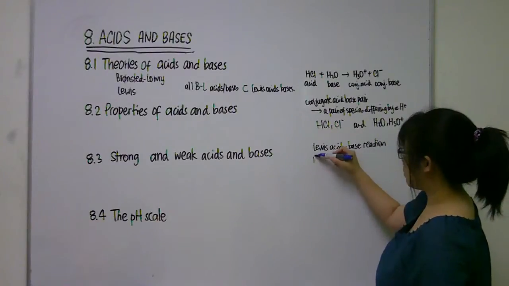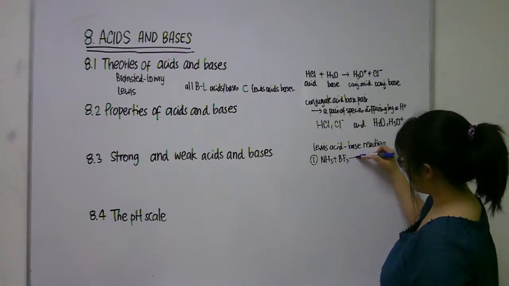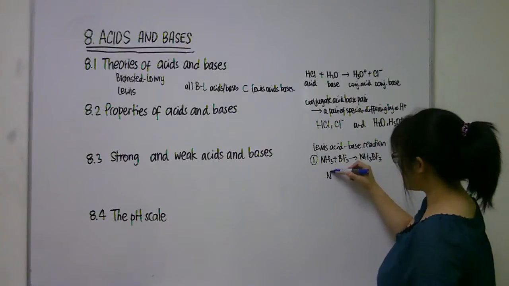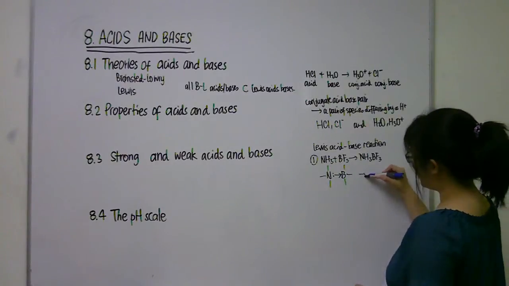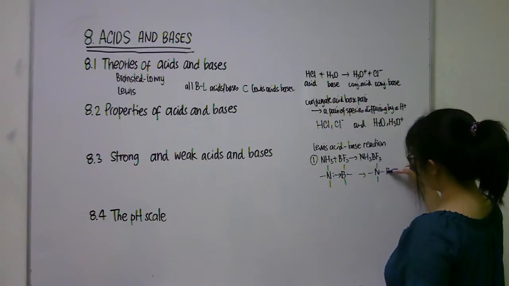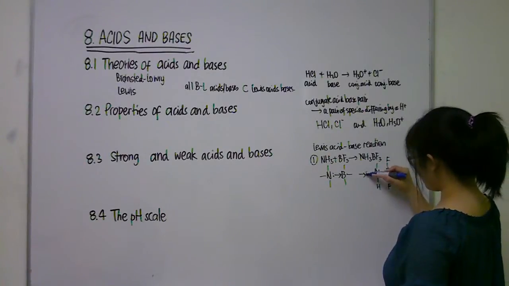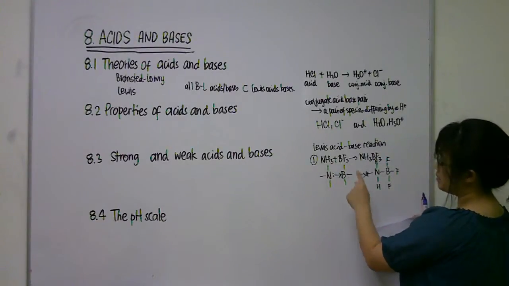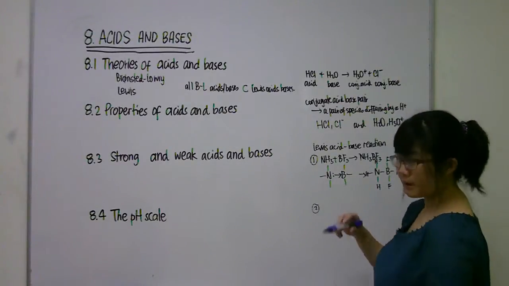Okay, so one is a reaction between NH3 and BF3 to give you NH3BF3. In this case, N will donate the lone pair to B, giving you NH3BF3. So in this case, NH3 is your base and BF3 is your acid. Okay, the second one you have to remind your students about.